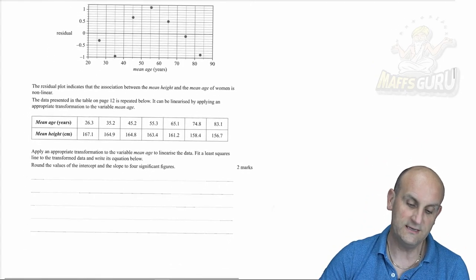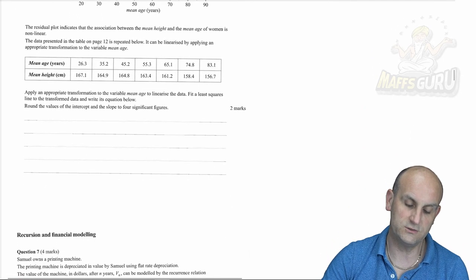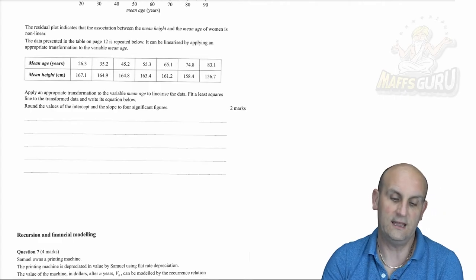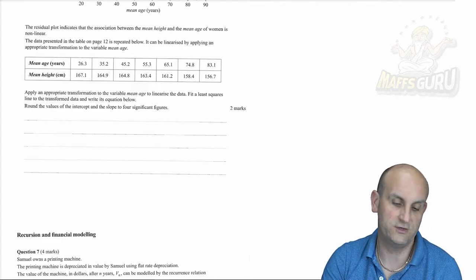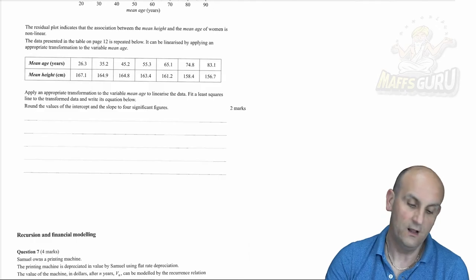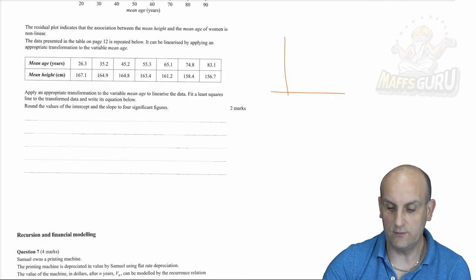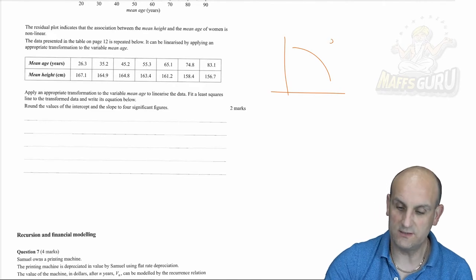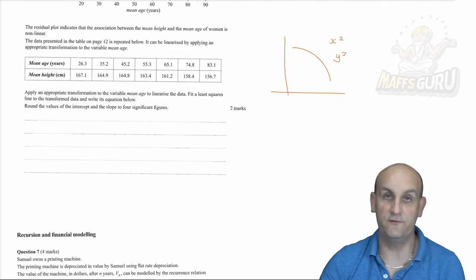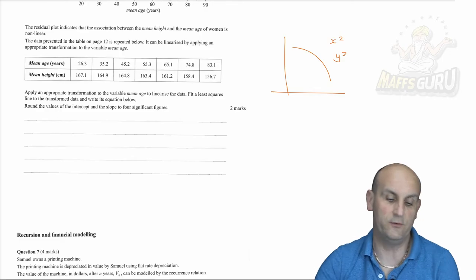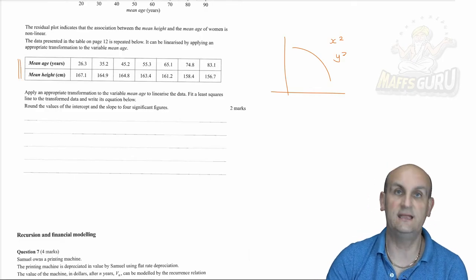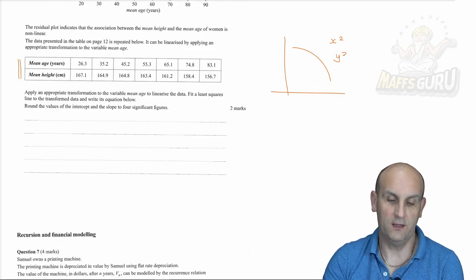Thanks very much. The data presented in the table on page 12 is repeated below, and it can be linearised by applying an appropriate transformation. Now, again, it says apply an appropriate transformation. The great thing is that when you look at your circle of transformations, there was either an x squared or a y squared that fit that data, which is pretty much what happened. When I did some calculations, it gave a beautiful curve.